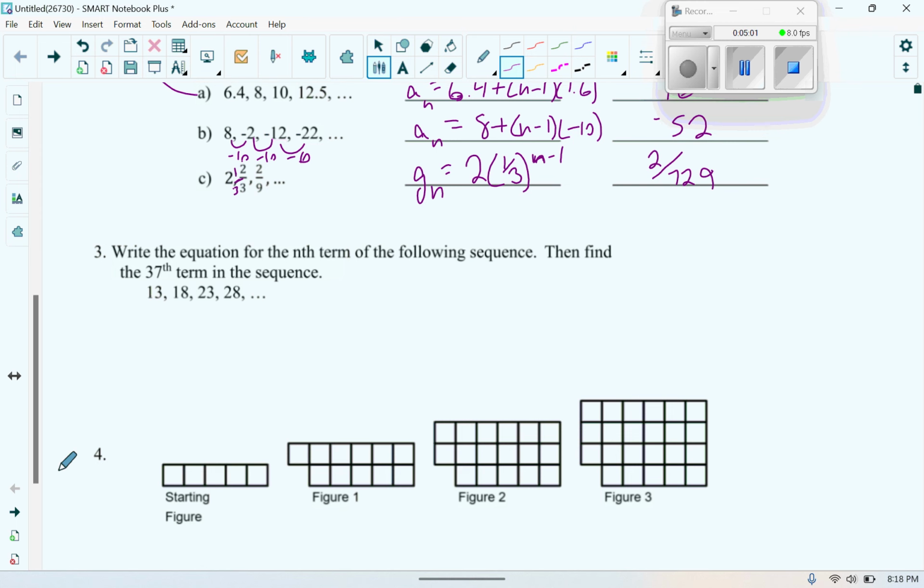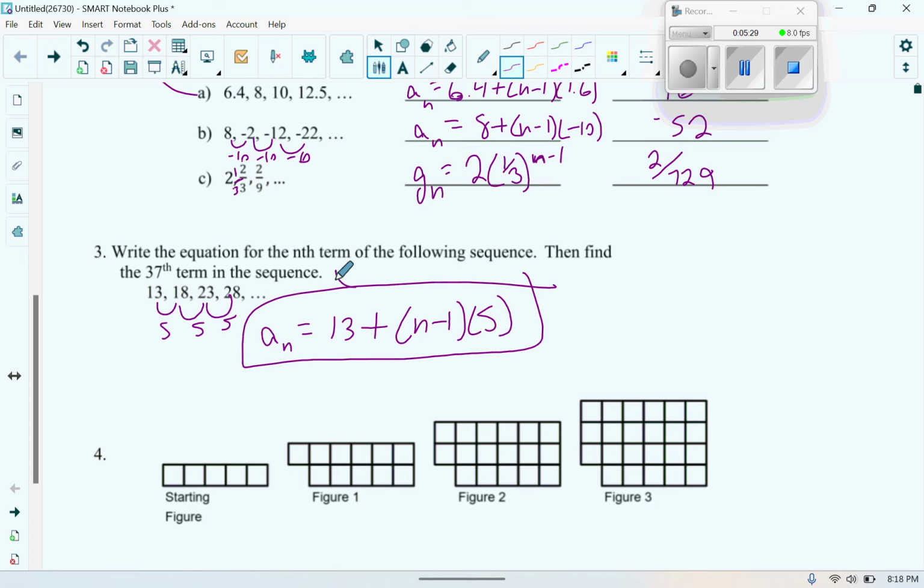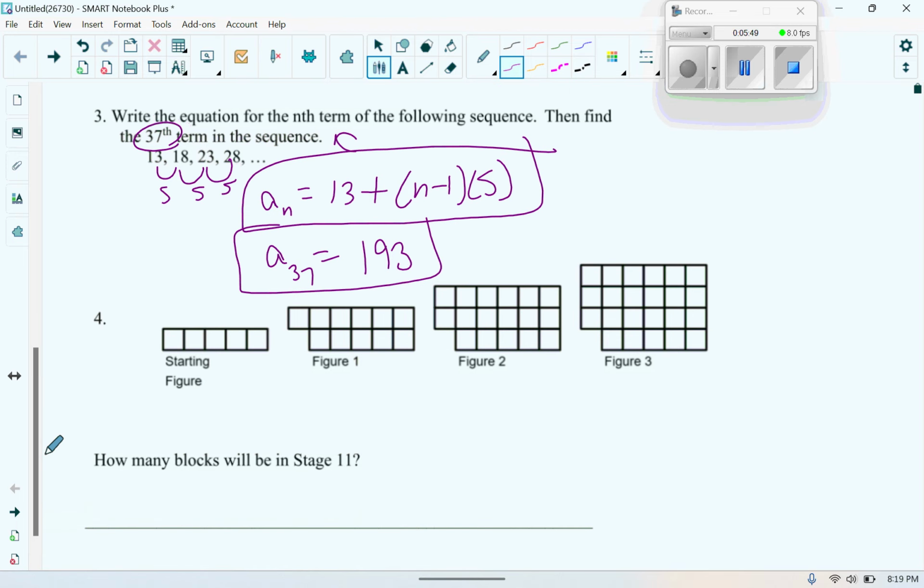Okay, let's keep going. For number 3, I'm going to write an equation for the nth term. That just means we're finding the formula, then finding the 37th term. Basically this is the exact same thing. I'm adding 5, add 5, yeah, add 5. So I'm going to say a sub n equals 13 plus n minus 1 times 5. This is answering this part of the question. Then all I'm going to do is plug in 37 for n. When I typed that in my calculator, I ended up getting 193 for my answer.